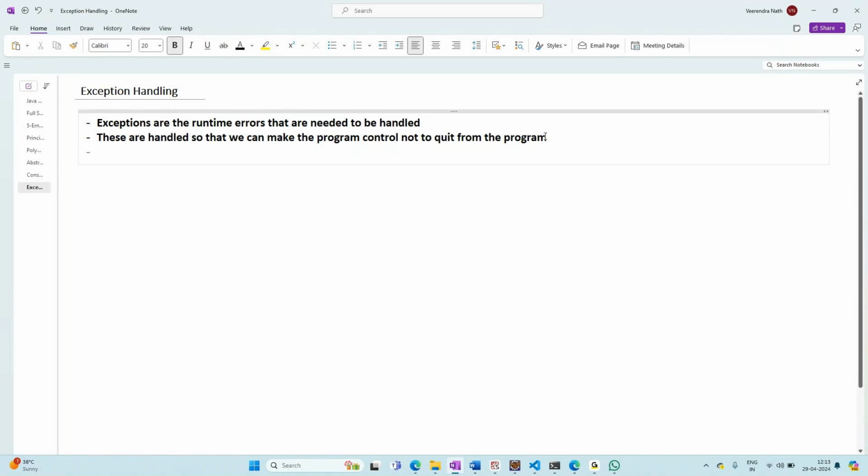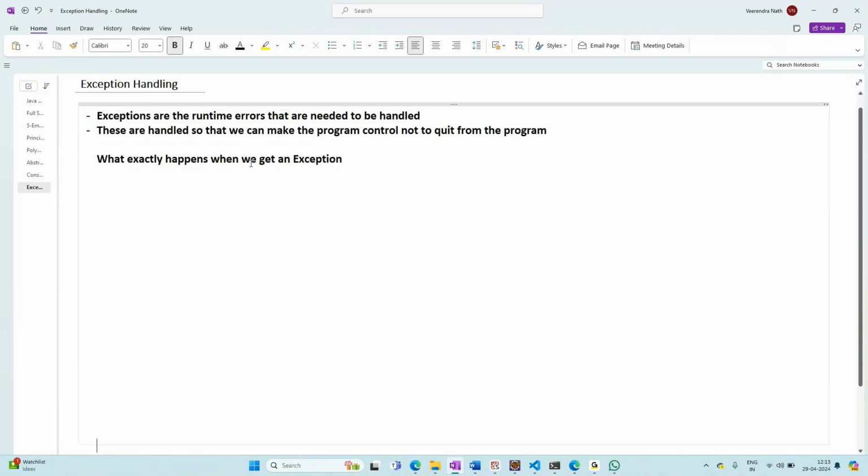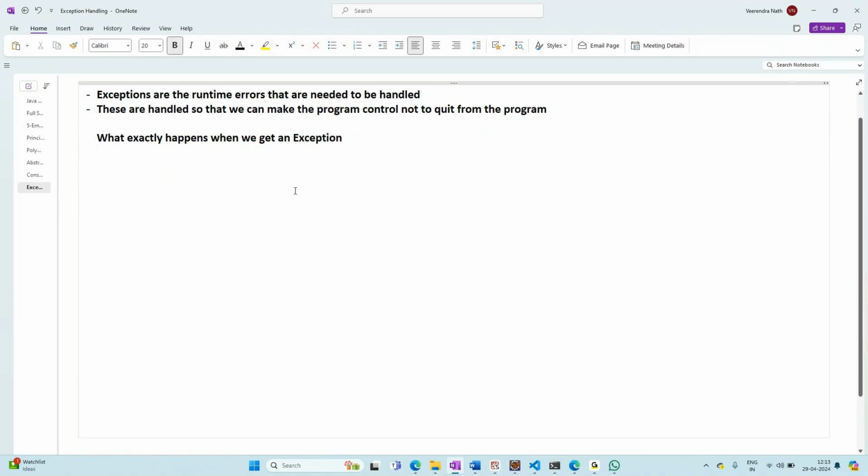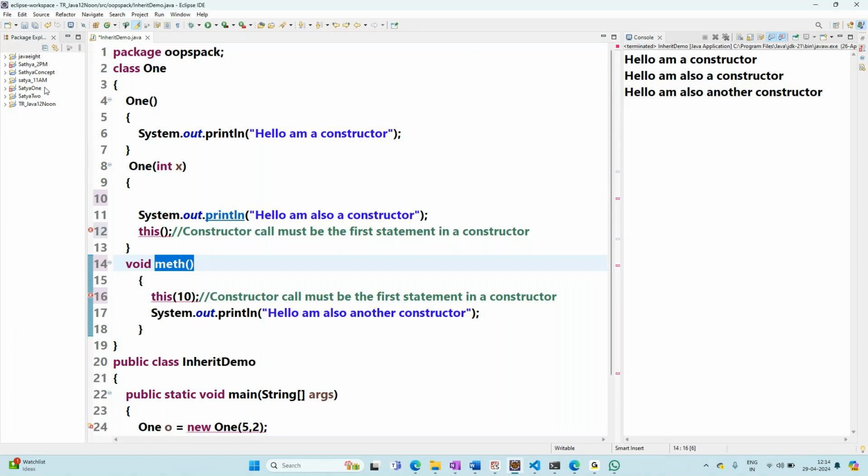So what exactly happens when we get an exception? What is the thing that will happen when you get an exception? Okay, so let's write the code to get the exception so that we can understand.